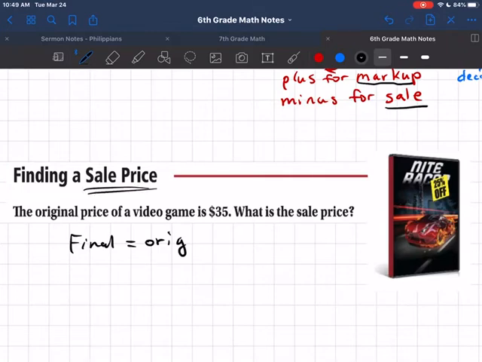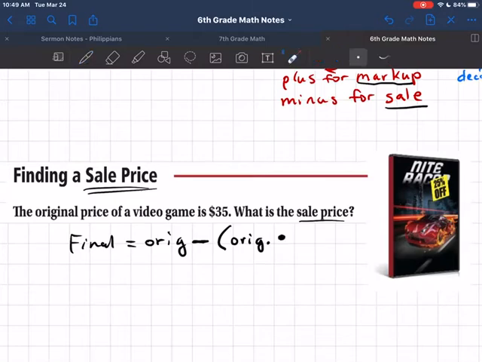Okay, so let's read this. So we're either going to subtract or add. The original price of a video game is $35. That's the original price. What is the sale price? So sale, remember we're going to subtract a sale price, right? That's going to come off of the original amount we paid. So we're going to subtract the original times the percent as a discount.